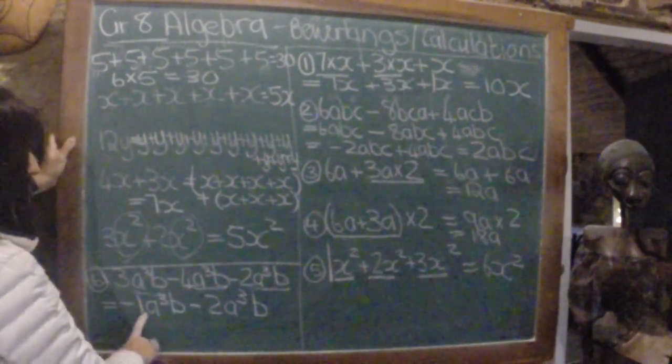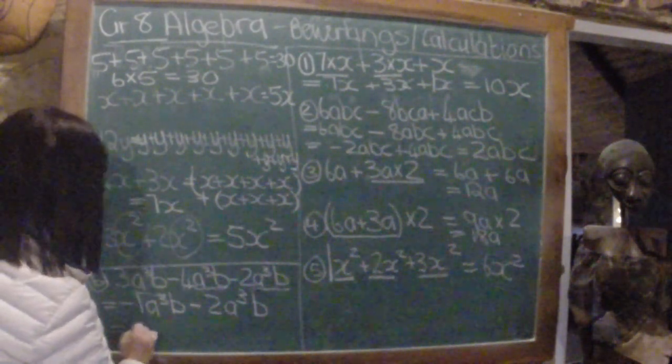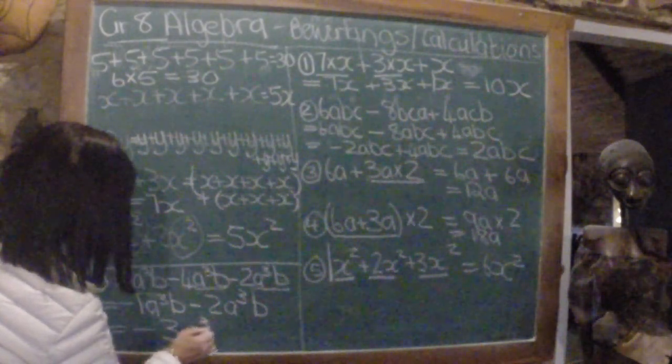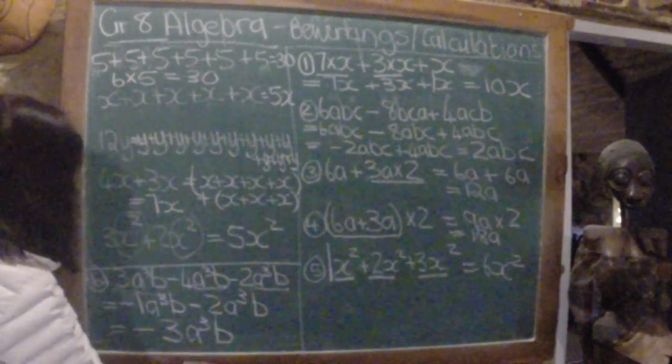So ek het minus 1 minus 2, that gives me minus 3 of exactly the same thing.